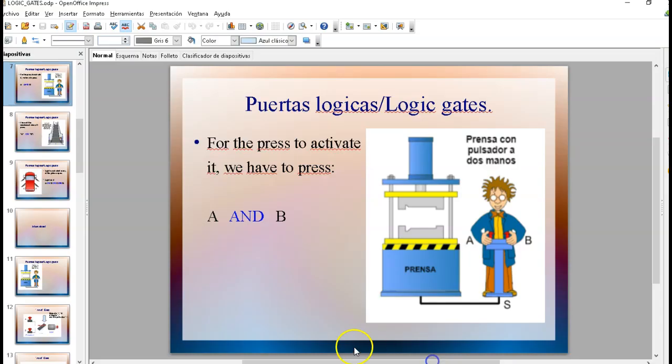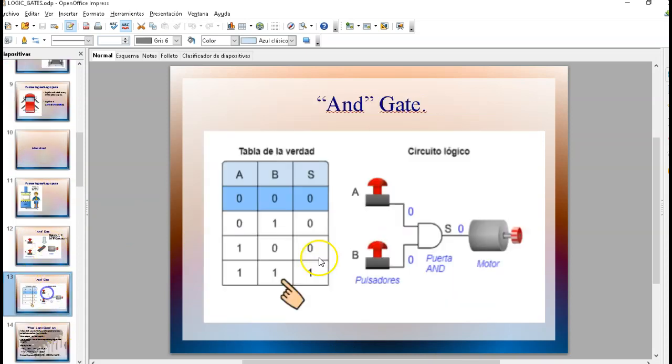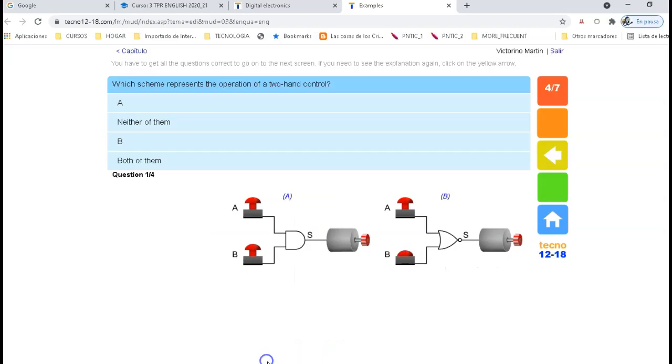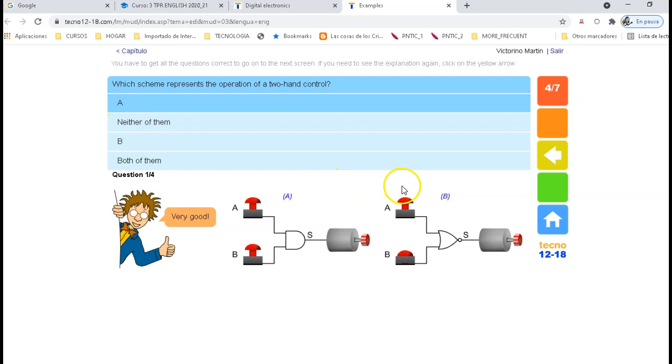Okay. Remember, I have shown you this one is the one that I'm representing, an AND gate. The motor is on just in case I press A and B at the same time. Okay? So what is the right answer? A, B? A. Good.